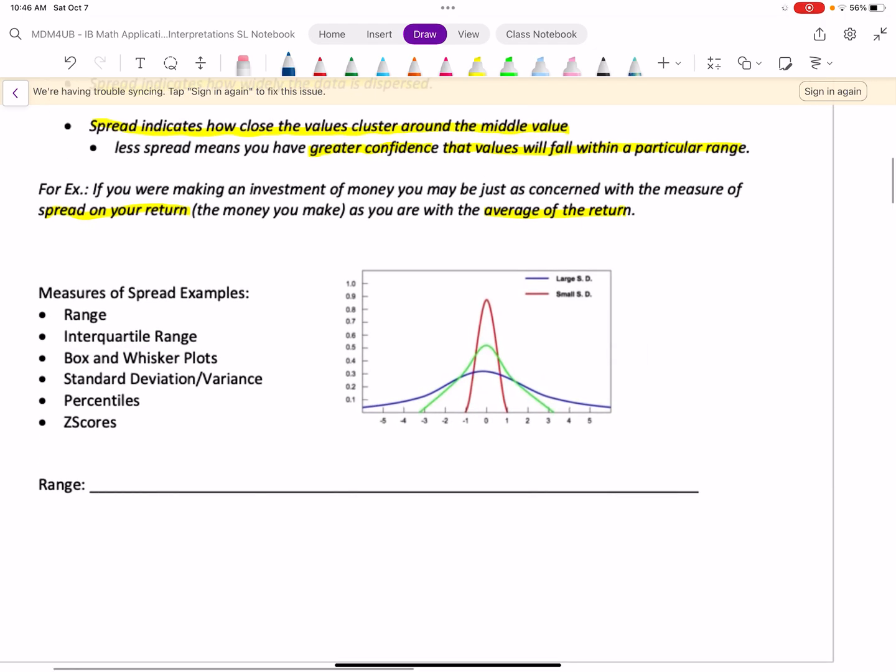So there are a bunch of these things. I said one, the range, which we've already talked about a little bit. But today we're going to talk more about the interquartile range, and then box and whisker plots. And then next class we'll talk about standard deviation and percentiles. So the range is simply the highest value minus the lowest value.